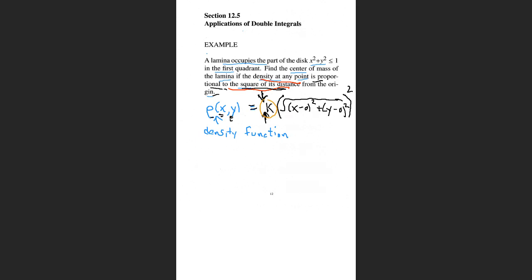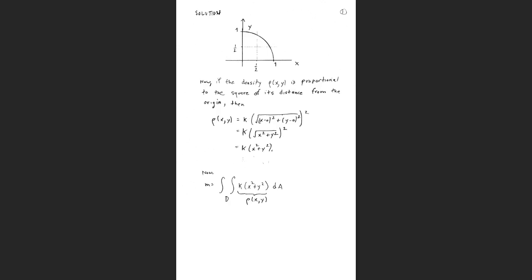All right. Well, are there any questions so far? Okay. Well, now we have our density function, and now we can proceed forward to working through the problem. On the next page, I've drawn the lamina.